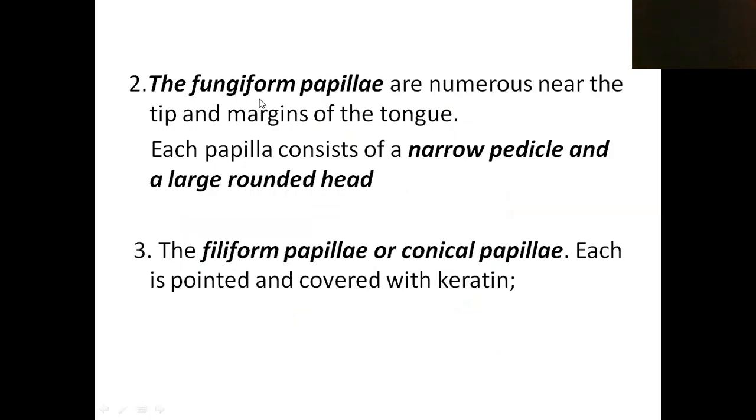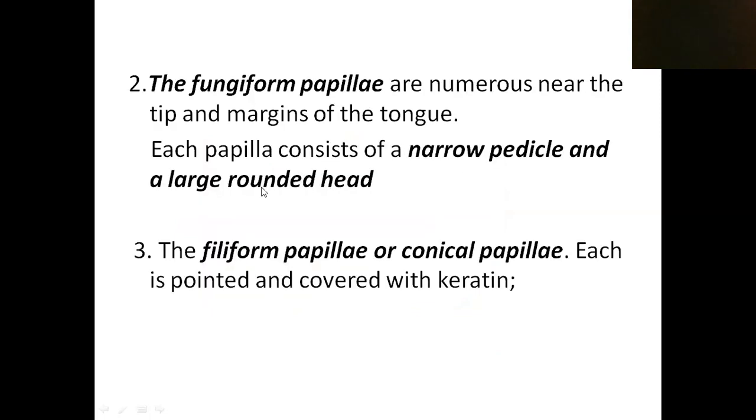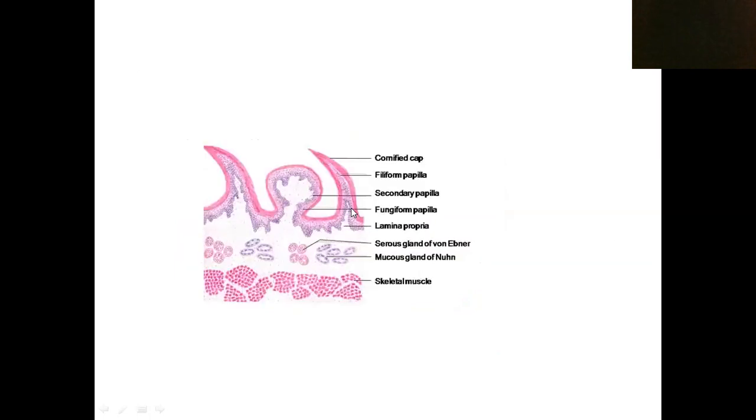Now, the second type of papillae, fungiform papillae, or fungus shaped. Fungus shape means mushroom shape. See this one, mushroom shape with one head and a narrow pedicle. This narrow connecting part is the pedicle, and this one is the head. So it has 2 parts: one rounded head and a narrow pedicle. Here, taste buds are seen on the upper surface, not on the side walls, just opposite to the circumvallate.